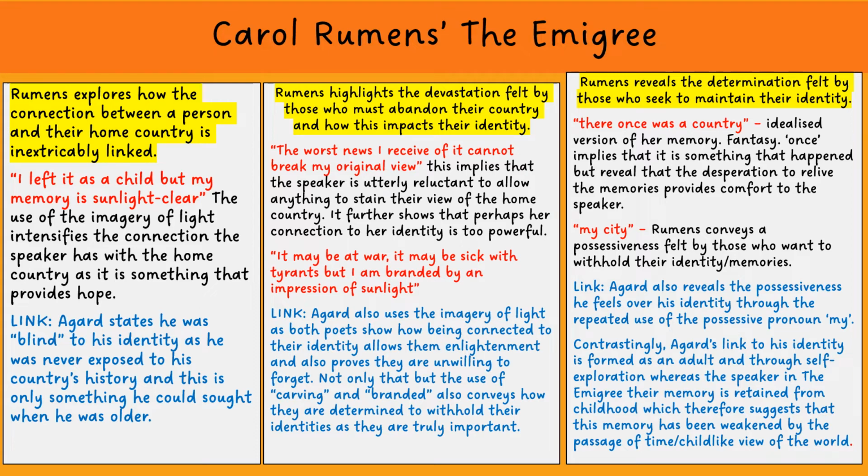And then what we've got here is a really nice link to Agard's poem. Okay, we've got that juxtaposition between sunlight clear and being blinded and bandaged. Okay, and it's this idea that Agard feels that his identity was never exposed. Okay, he was never informed of his country's history, and the only way he could seek this was through age and through maturity.